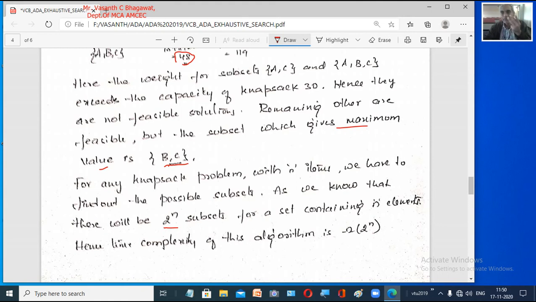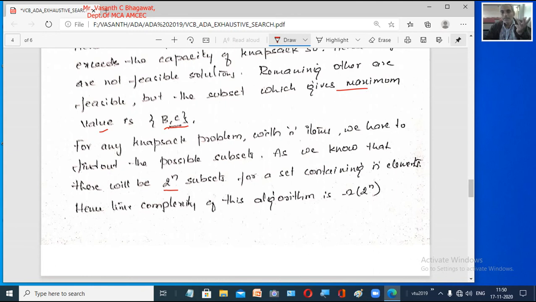Here we had n equal to 3 items, so 2 to the power of 3, and that many subsets we have generated. So we can say that the time complexity of this algorithm will be equal to 2 raised to the power of n. It takes a huge amount of time as n increases, right?